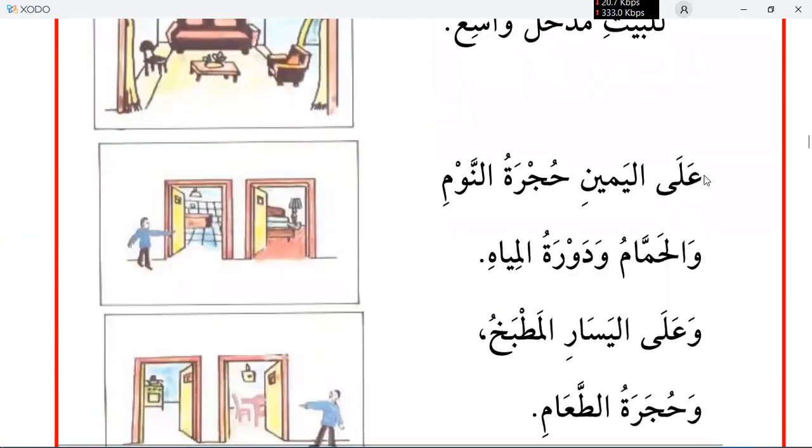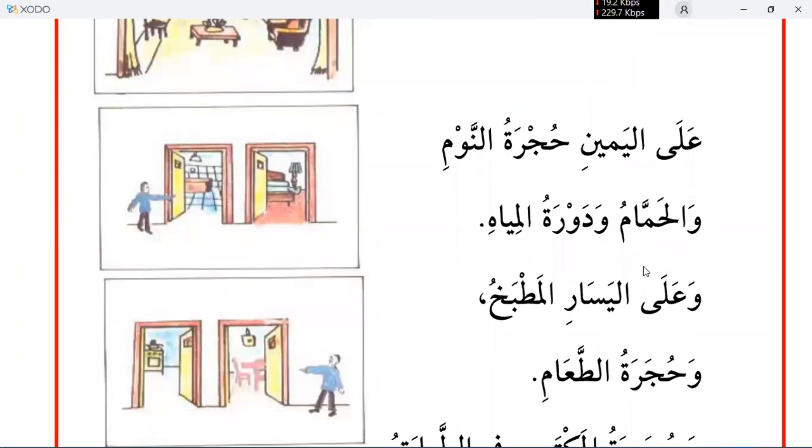على اليمين, on the right or to the right. حجرة النوم, bedroom. والحمام, and the bathroom. ودورة المياه, and toilet. على اليمين حجرة النوم والحمام ودورة المياه. To the right side there is a bedroom and the bathroom and the toilet.